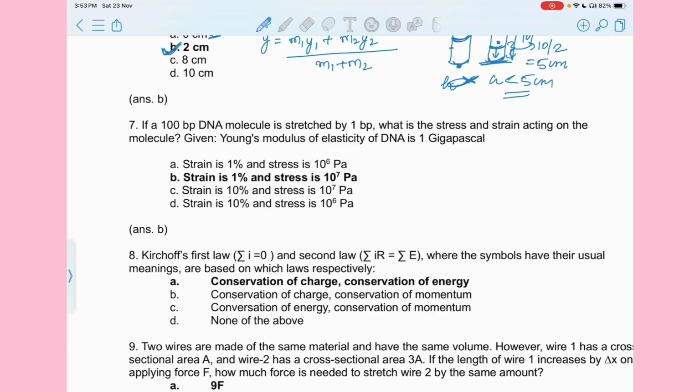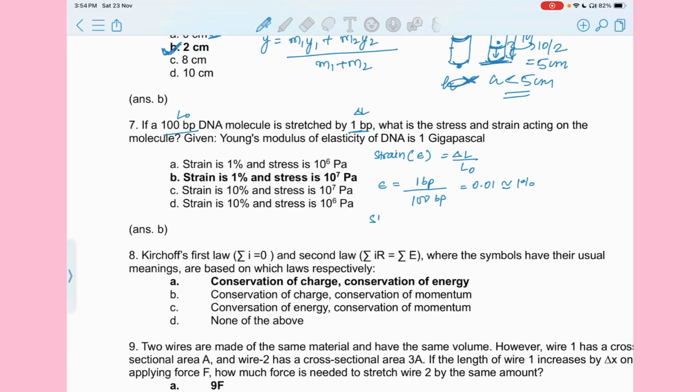So coming to this question, we know the strain is equal to del L upon the initial value L naught. So strain here will become 1 base pair upon 100 base pair. This is the increase in the length, that is del L, and this is L naught, which will come to 0.01. When we convert this into percentage, it will come to 1%.